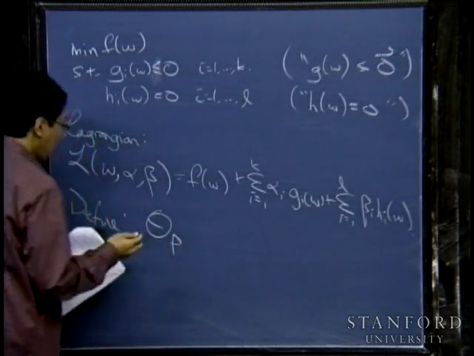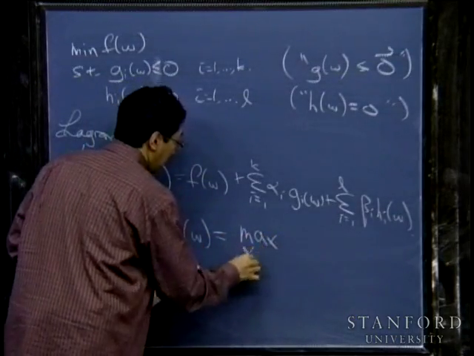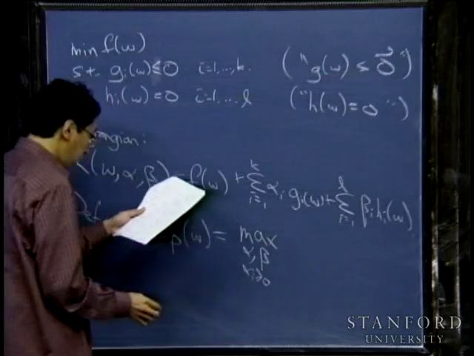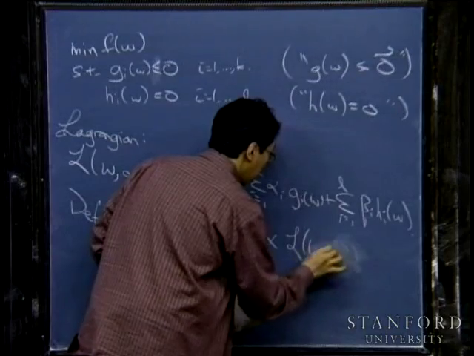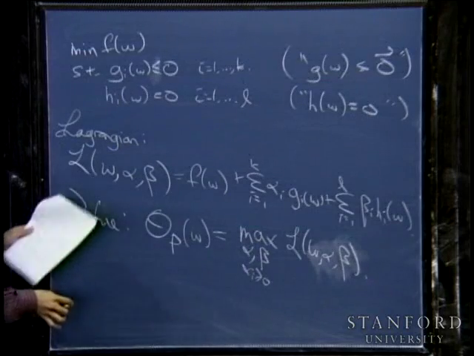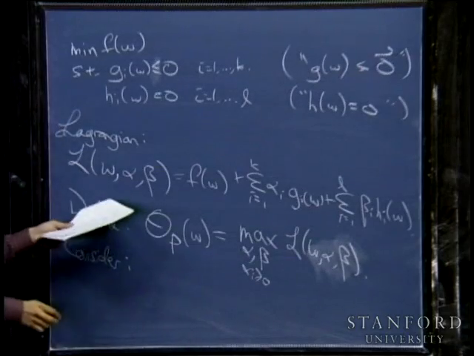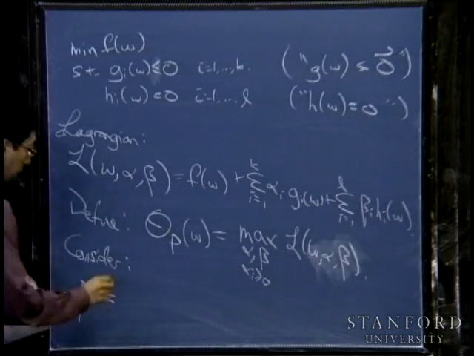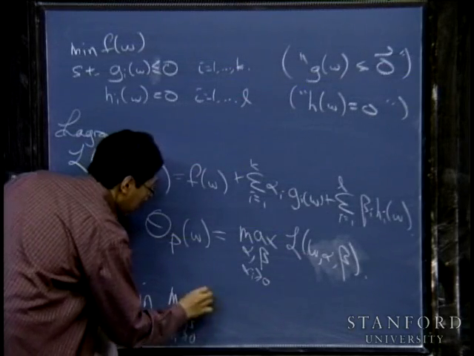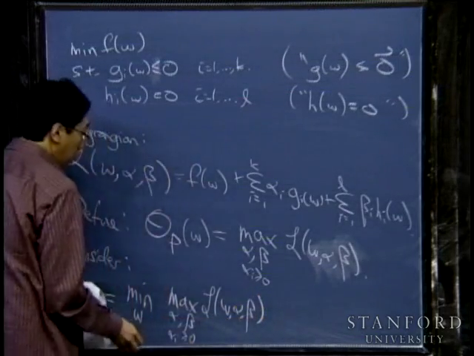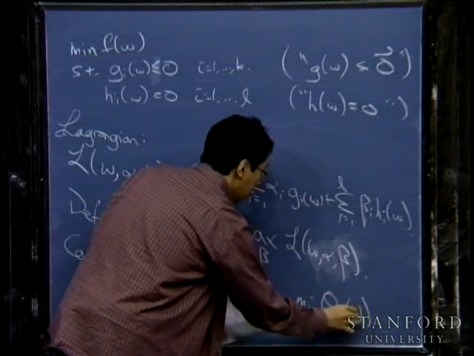Now, here's a cool part. I'm going to define theta subscript p of w to be equal to the max over alpha, beta, subject to the constraint that the alphas are greater than or equal to 0, of the Lagrangian. And so I want you to consider the optimization problem min over w of max over alpha, beta such that the alphas are greater than or equal to 0, of the Lagrangian. And that's just equal to min over w of theta p of w.